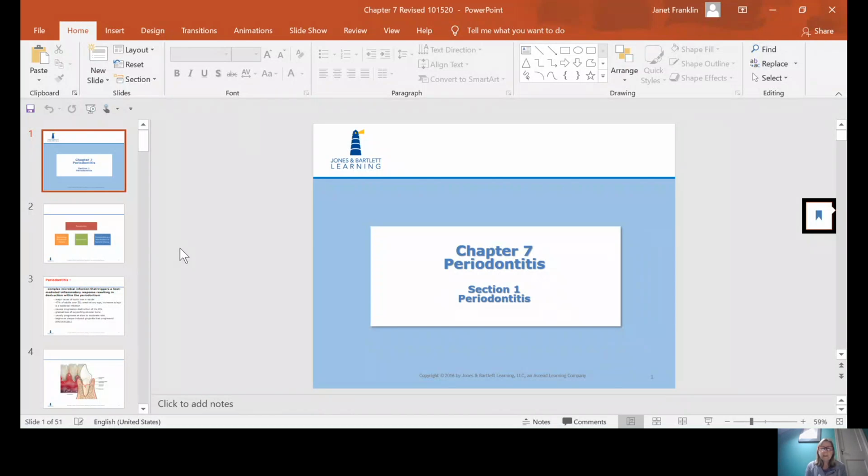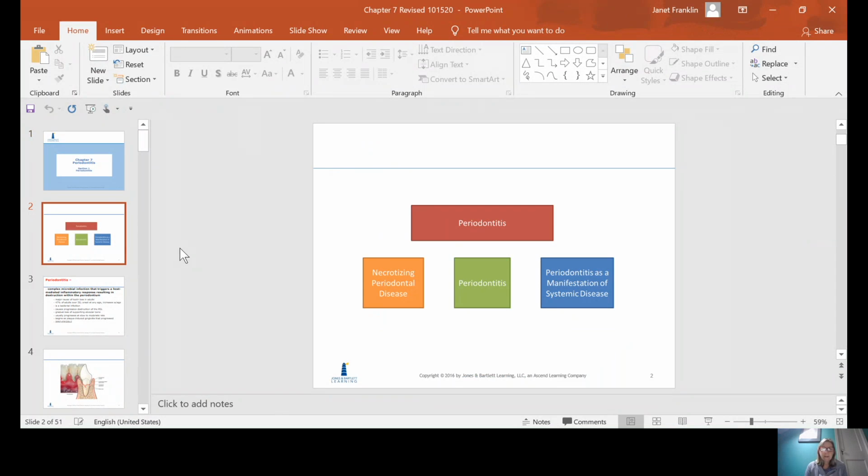So this is Chapter 7, Periodontitis. Periodontitis is the middle section on your chart that we use in clinic that explains what necrotizing periodontal disease is, regular periodontitis, and then periodontitis as a manifestation of a systemic disease. Periodontitis is just going to be the most common one you're going to use. And that's the one we're going to use the staging and grading chart.